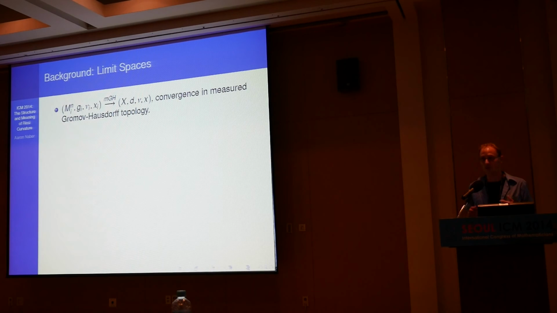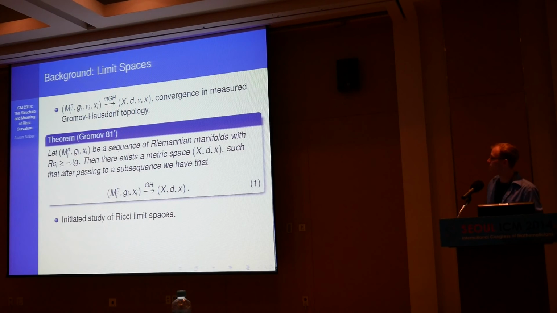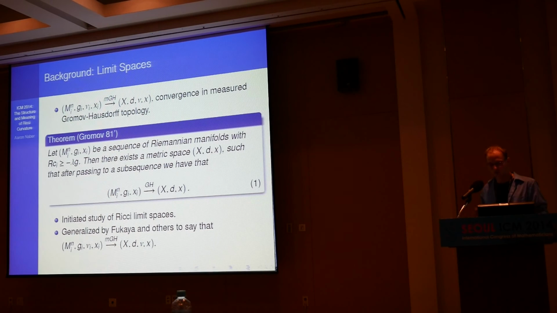But the reason it's important and it plays a role is this wonderful theorem of Gromov going back to the 80s. It basically says that if we have a sequence of Riemannian manifolds with a lower Ricci bound, then at least after passing to a subsequence, they will converge to a metric space. So this is a reasonable notion of convergence when we're dealing with Ricci curvature. We have a compactness statement. And other people, Fukaya and others, basically said, okay, well, the measure actually converges too. And this is important for technical reasons. But basically, this initiates the study of Ricci limit spaces, metric spaces which arise as limits of Riemannian manifolds with lower Ricci bounds.